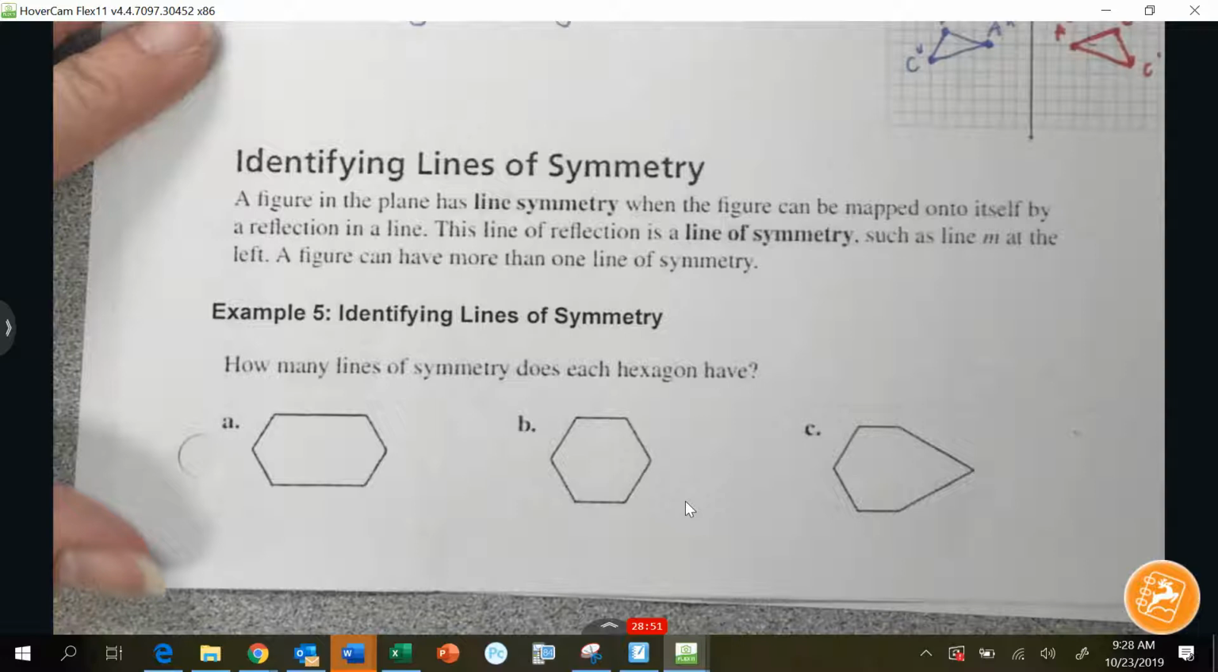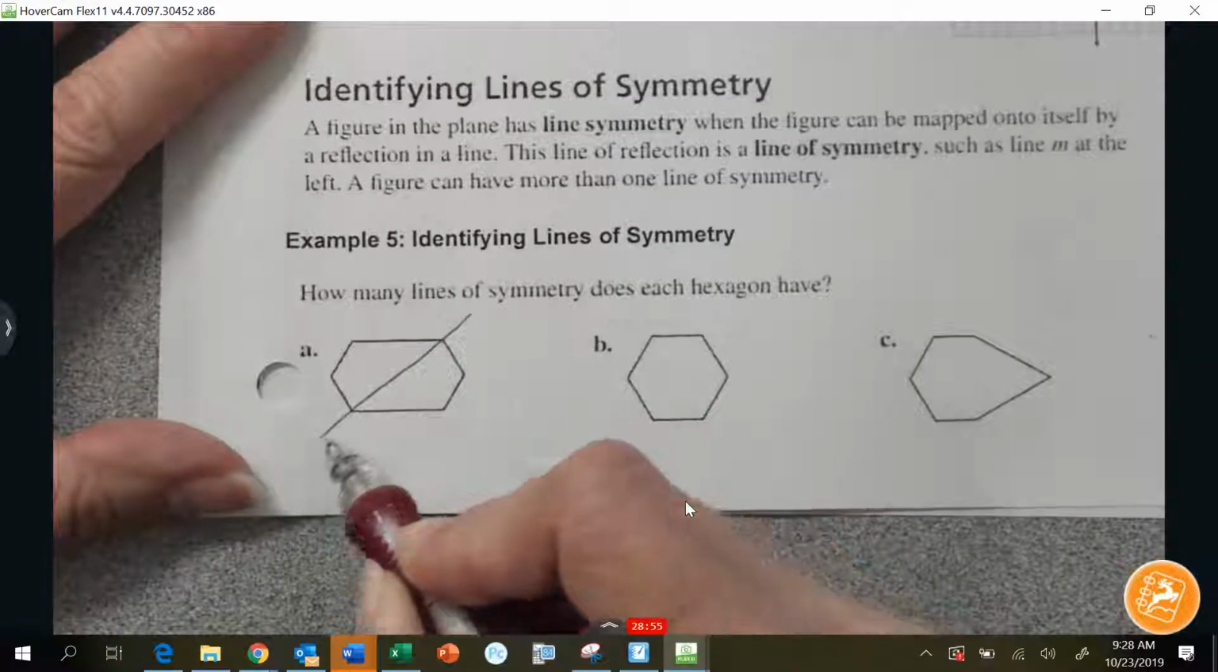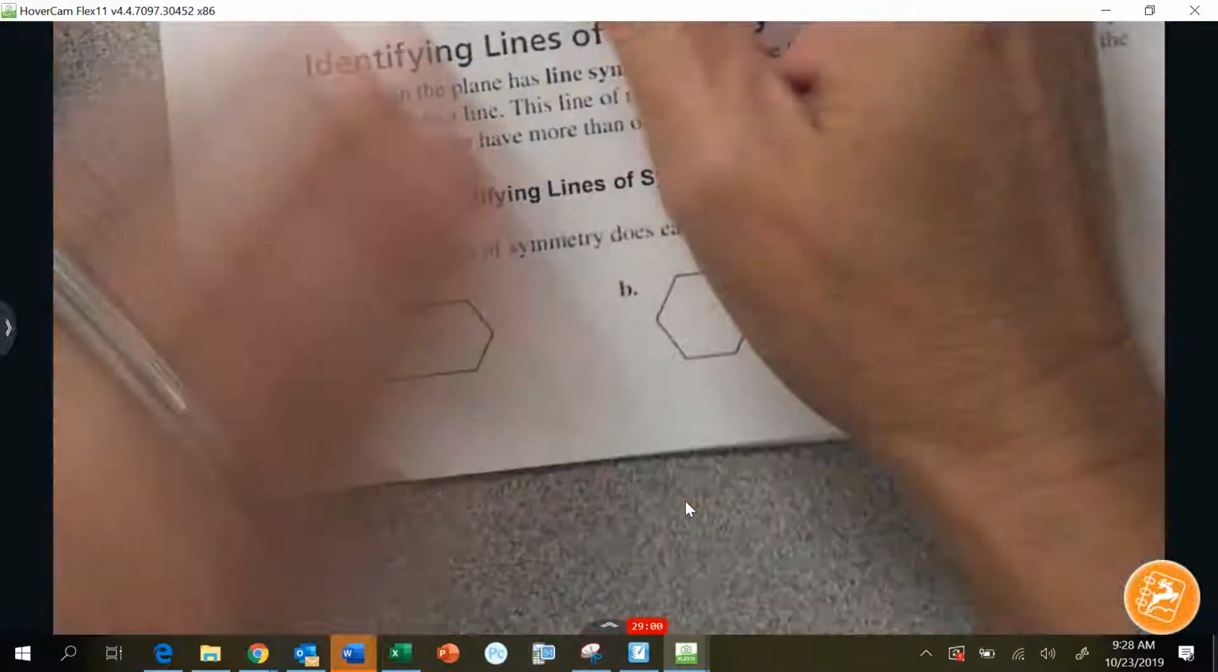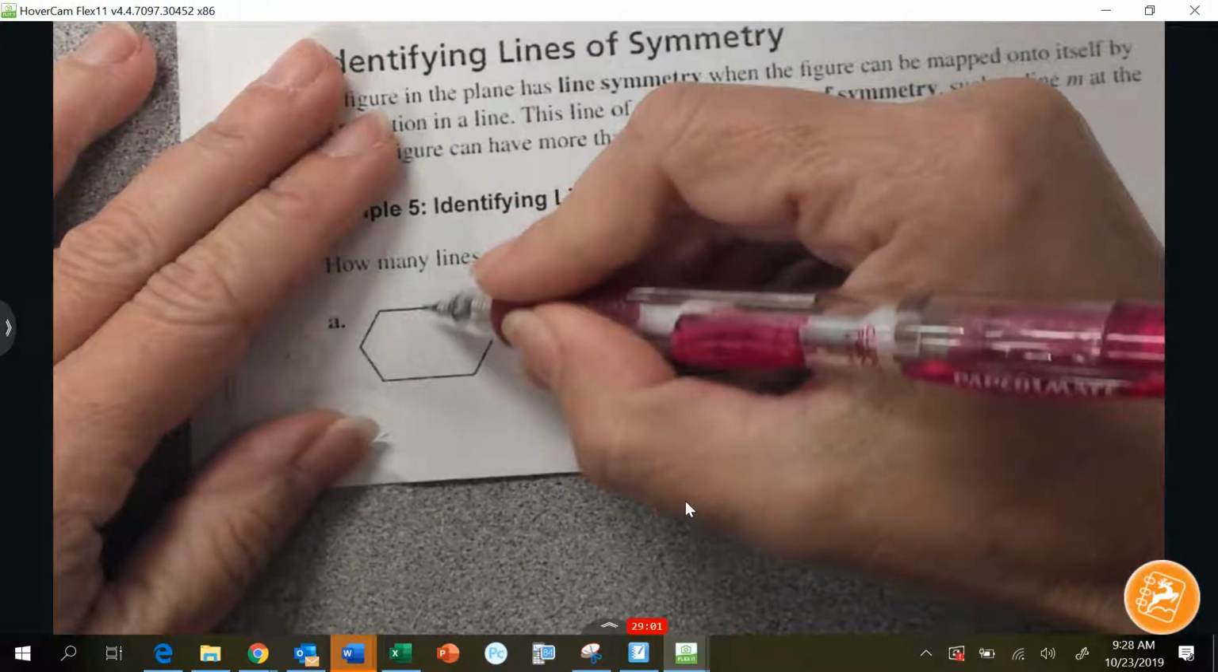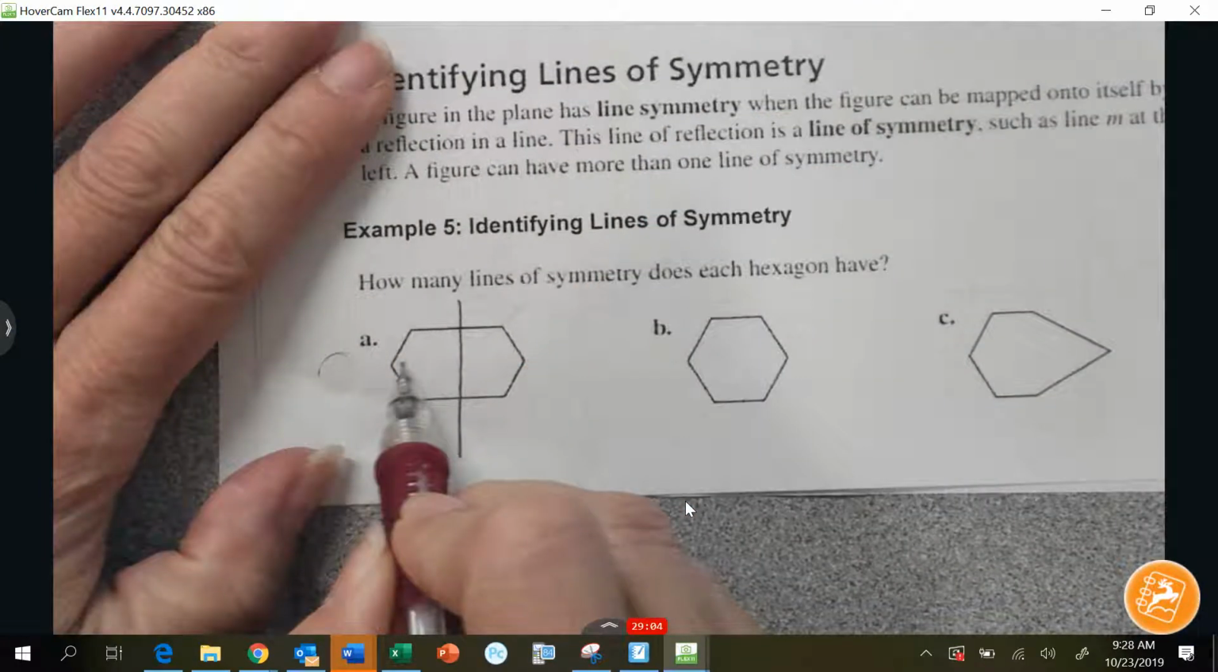You guys were supposed to try the lines of symmetry on your own. I'm just going to put answers up here for anybody who was actually watching the video this long. Nope, that's not one. That would be one, and this would be one.